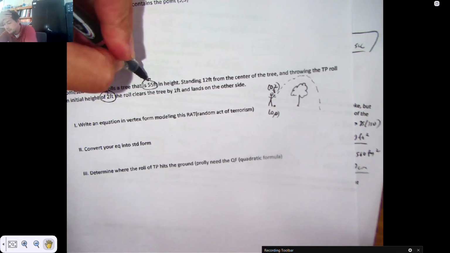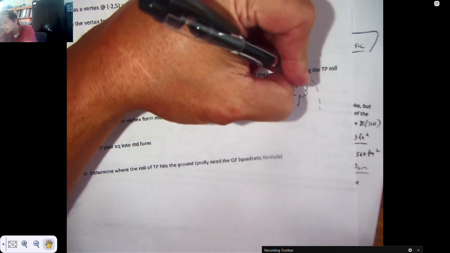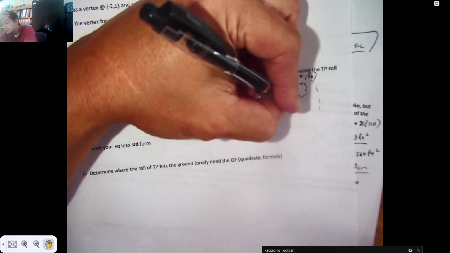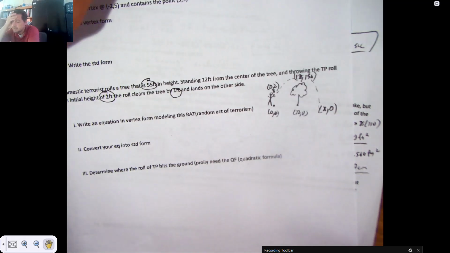The tree is 55 feet tall. You clear it by a foot. So the height here, the y value, is 56. You are 12 feet from the center. That would make this 12, 0. The coordinates for the center of the tree where the toilet paper clears it are 12, 56. And eventually you're going to want to know the x value here. The y value is 0.